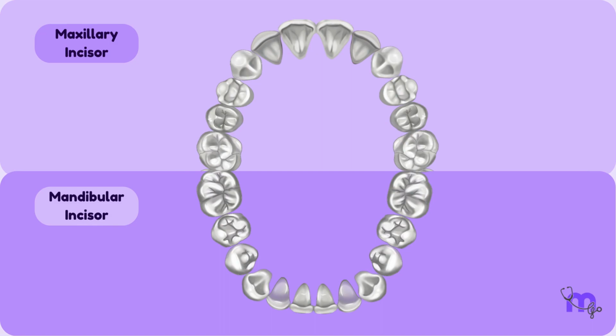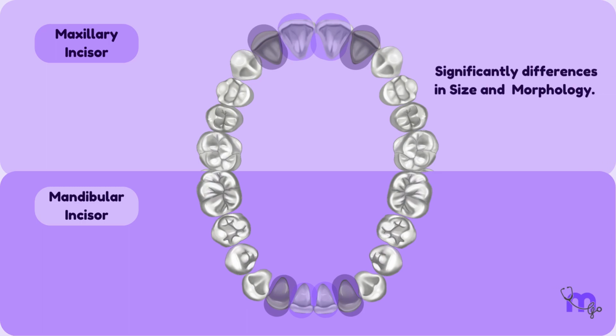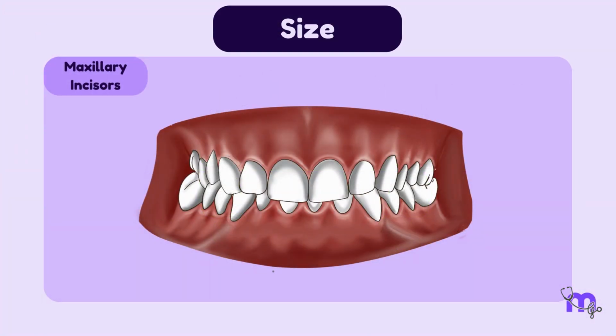Moving on, when we compare the central and lateral incisors in both arches, we encounter significant distinctions in the case of maxillary central and lateral incisors. They not only differ greatly in terms of size, but also exhibit distinct variations in morphology. In contrast, mandibular central and lateral incisors share similar morphology.